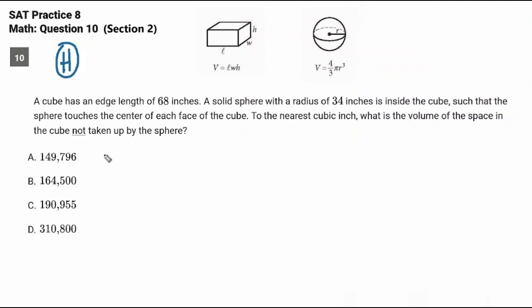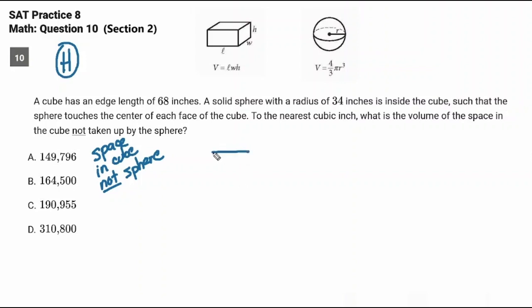Question's a little complex. Let's write down exactly what we want. We want the space inside the cube that's not the sphere. So obviously you're going to need a cube. You're going to need a sphere inside. You don't need to know the volume of a cube. You don't need to know the volume of a sphere. You just need to know that you can go to the SAT formulas box and plug and chug.